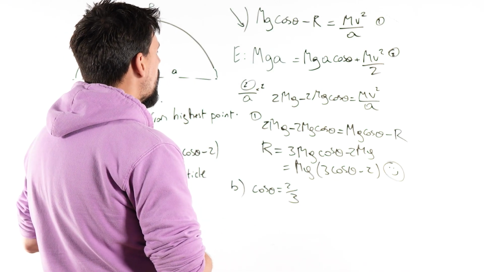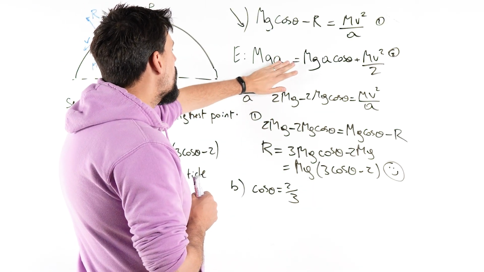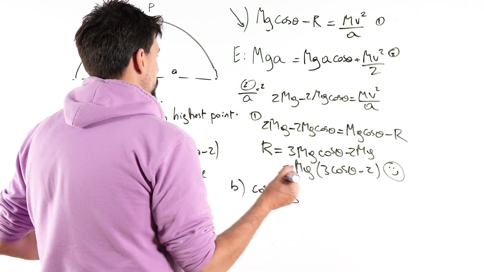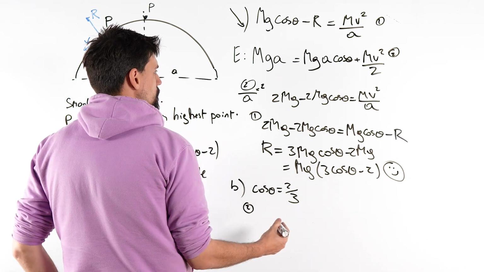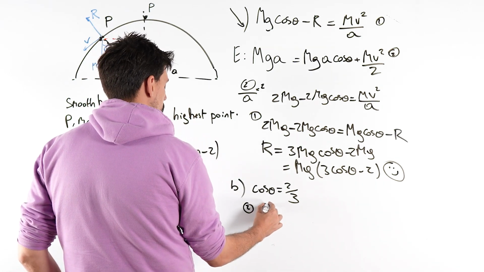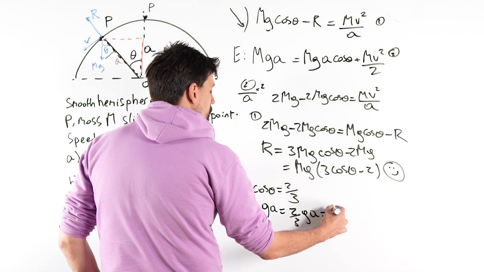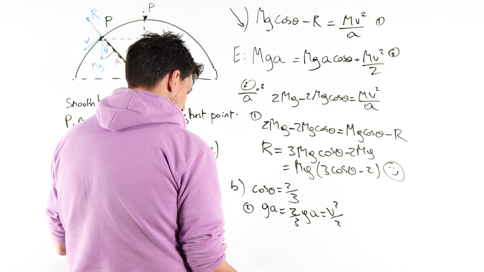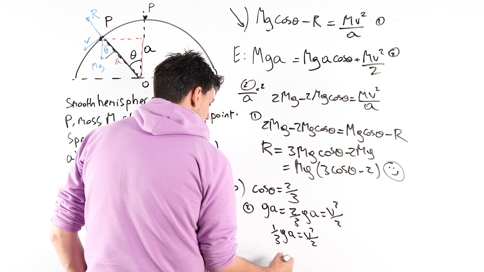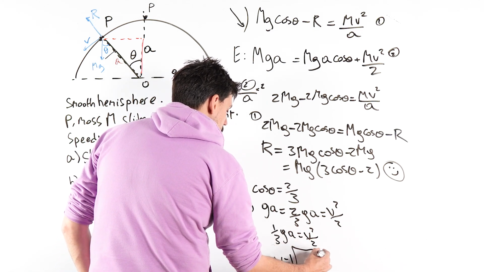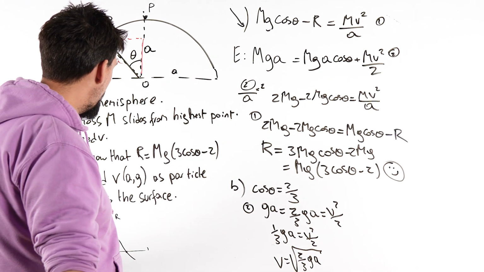Now after that, we can go check either that or that one. It doesn't really matter. Let's go for equation 2 at that point. So if we have a look at equation 2, first of all, the m's can cancel out. And we know that cos theta is 2/3. So it's telling me that ga minus 2/3 ga is equal to v squared over 2. Well, that's telling me that 1/3 ga is v squared over 2, which tells me that v is the square root of 2/3 ga. Et voila!